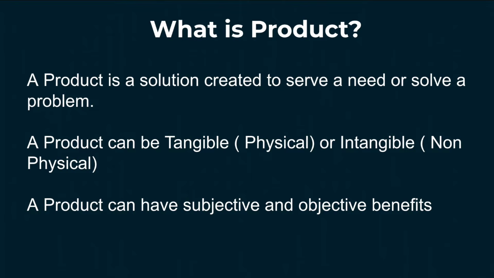A product can be tangible or intangible. That is, a product can be hardware or software. The mobile phone we use is physical, we can touch and feel it. And non-physical, that is intangible products, are all the software, like the Swiggy app we use to order food online. So these are software products.